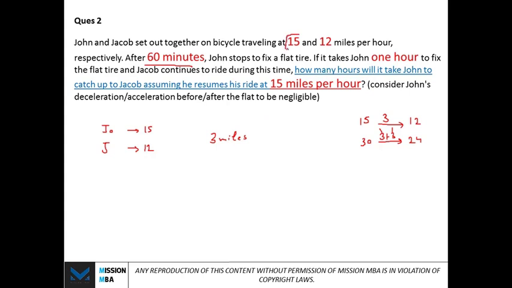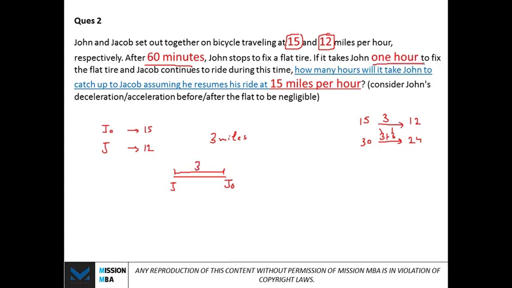So their speed difference is 3 miles per hour. That means the difference created between them will always be 3 miles in every hour. So after 60 minutes, now the gap is 3 miles. So what has happened is, now John is ahead of Jacob and Jacob is lying over here and the distance is 3 miles. Now John stops to fix the tire.